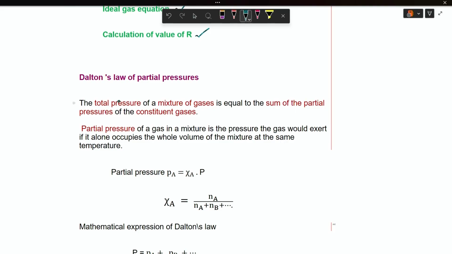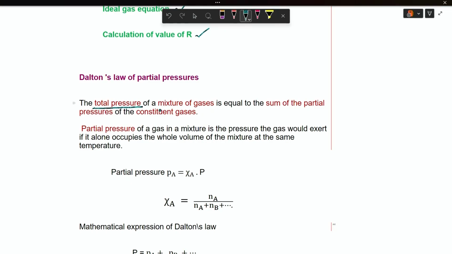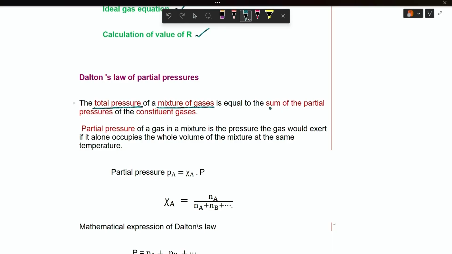Now, moving on to the topic, first we will be seeing Dalton's law of partial pressures. According to Dalton's law of partial pressure, the total pressure of any mixture of gases, it has to be noted it is not an individual gas, it is a mixture of gases. The total pressure of a mixture of a gas is equal to sum of partial pressures of the constituent gases.